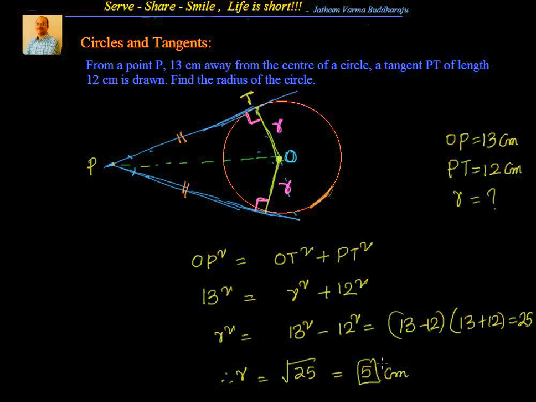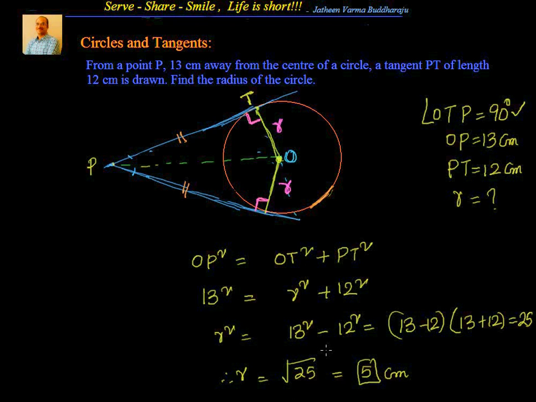So you can see it's a pretty simple example, just based on the logic that we have the Pythagoras theorem here, and the more important point is that angle OTP is always 90 degrees. This we have to be very clear about. Once we understand this, then we know we have a right angle triangle there.